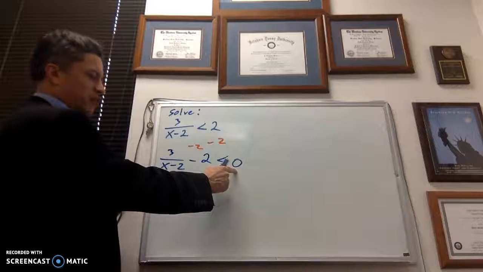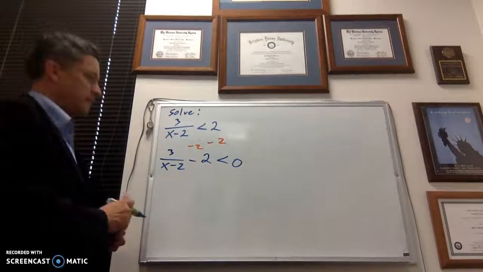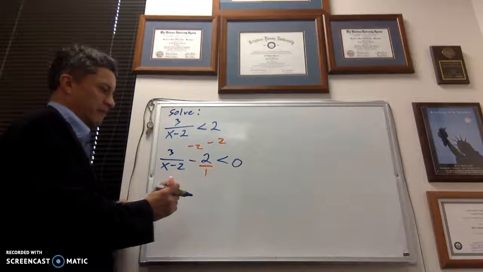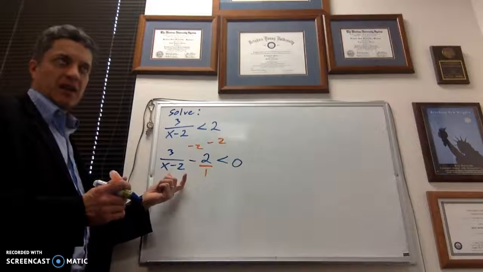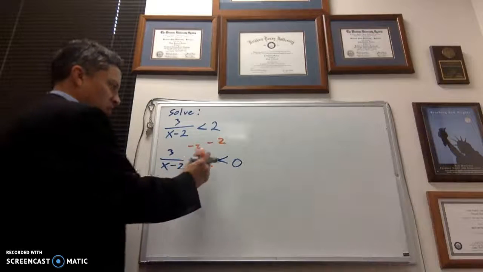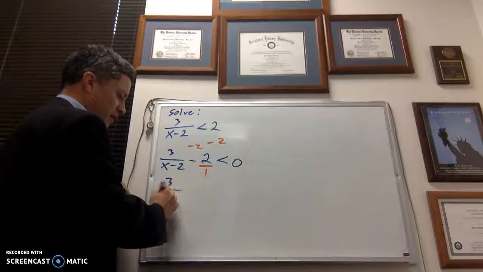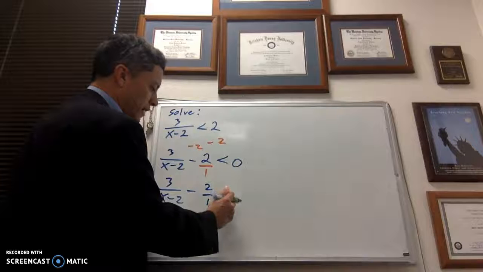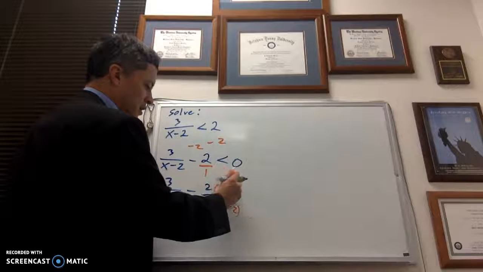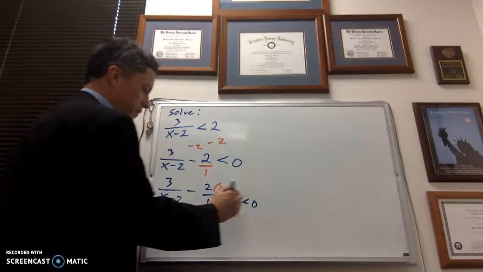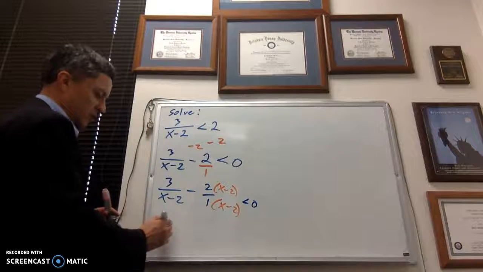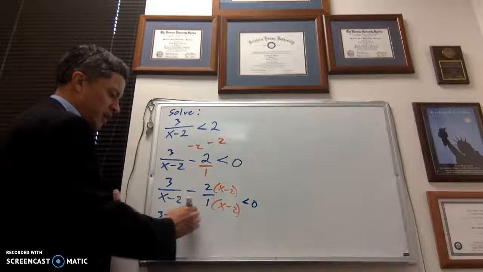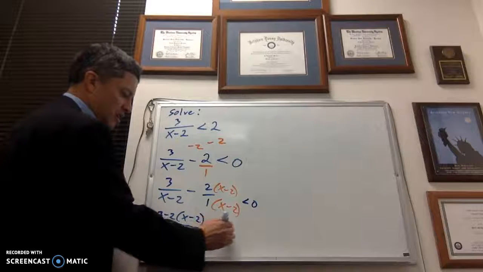So I got 0 on the right side, but now I've got a mess on the left side of the inequality. Well, I'm going to make this 2 a 2 over 1. Now, in order to subtract fractions, you need a common denominator, right? So I'm going to multiply top and bottom of the second fraction, this 2 over 1, by x minus 2. Still less than 0. Now I have a common denominator, so I'm just going to rewrite that denominator. And my numerator is now 3 minus 2 times the quantity x minus 2. And it's all less than 0.